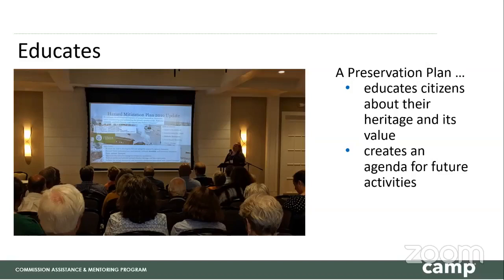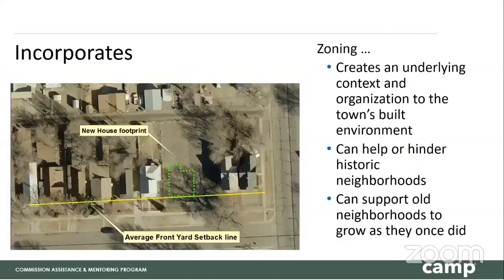A preservation plan will also be mindful of zoning and land use law and making sure that the built environment is taking preservation into consideration. So zoning can sometimes help or hinder preservation. So if you have a neighborhood that's consistently 1 or 2 stories, but your zoning would allow for 10 or 20 stories, then that's in direct conflict.